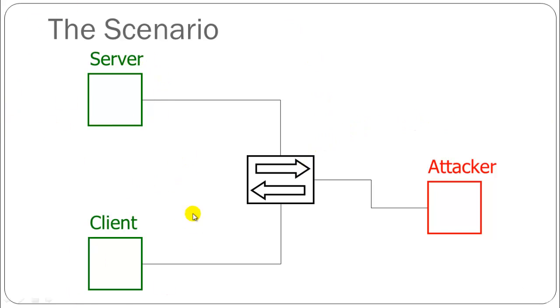This is the server, this is the client. The client tries to access the server, but you are sitting in between, and most of the time this happens in public Wi-Fi hotspots. So let's say, for example, this is a McDonald's and you are trying to use the open Wi-Fi hotspot that they have, which is most of the time open, and this is the attacker, that is me sitting over here.